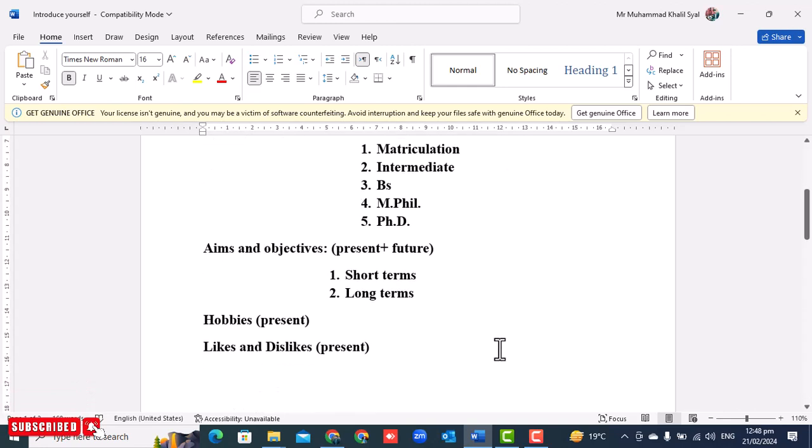Then the hobbies. Hobbies are things we do in our leisure time, and that thing makes us playful. We can say this is a hobby. It doesn't mean that doing something just for entertainment is a hobby. The hobbies are exactly the things we do in our leisure time, and it depends on our interests and likes and dislikes. Like a hobby is playing cricket, or watching movies, we can say.